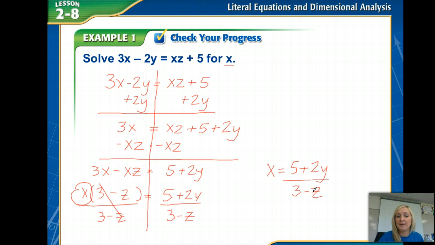So notice how some problems are very simple. They can be solved in one step. Some problems are a little bit more complicated. You need numerous steps to isolate that variable. Let's move on.